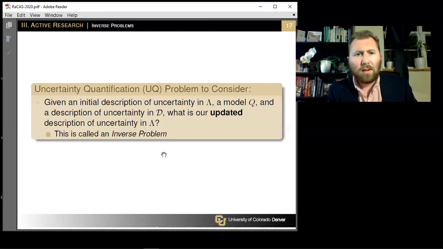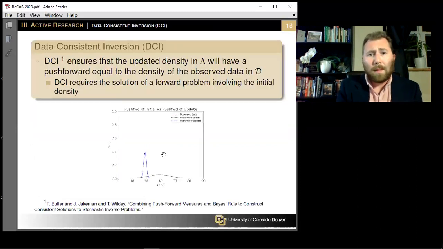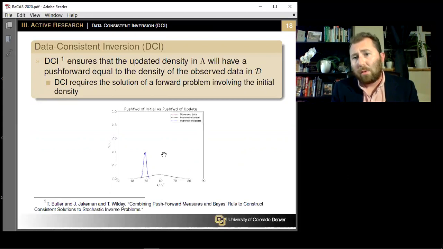So to finish the talk, I'll just say a little bit about my research. Inverse problems ask a slightly different question. They ask you to update your description of uncertainty in the parameter space given everything we've already been working with. And there's a way to do data consistent inversion. This is pioneered by Dr. Troy Butler, who's here at CU Denver, and he's one of my co-advisors on my PhD advisory committee.